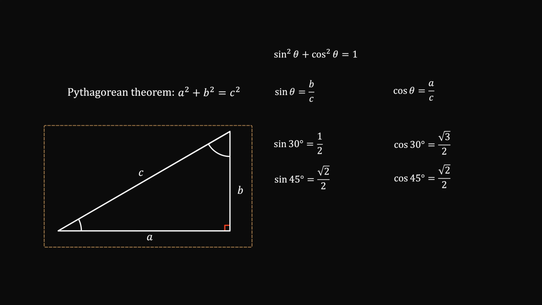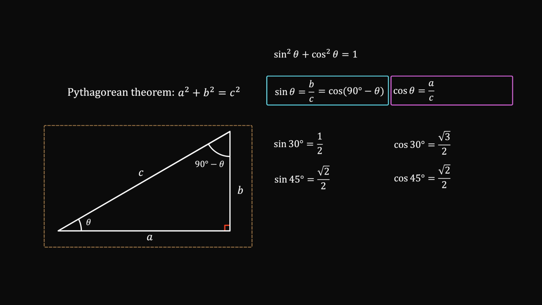Then, in the right triangle, for any theta, the complementary angle is 90 degrees minus theta. Therefore, sin theta equals cosine of the complementary angle. Cosine theta is sine of the complementary angle. This way, we find that cosine 60 is 1/2. Sine 60 is square root of 3 over 2.